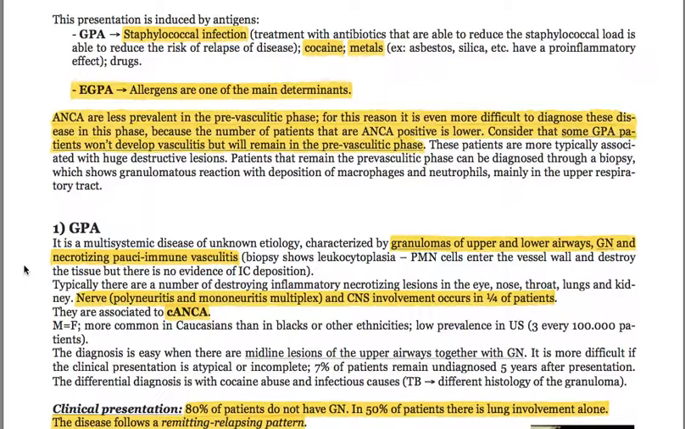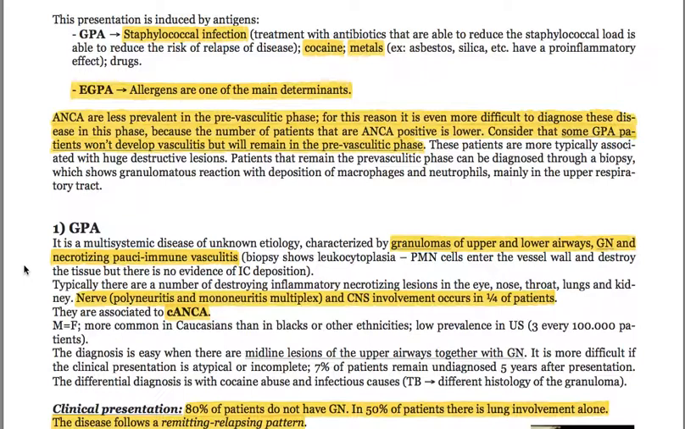ANCA are less prevalent in the prevasculitic phase. For this reason, it is even more difficult to diagnose this disease in this phase because the number of patients that are ANCA positive is lower. Consider that some GPA patients won't develop vasculitis but will remain in the prevasculitic phase. These patients are more typically associated with huge destructive lesions. Patients that remain in the prevasculitic phase can be diagnosed through a biopsy, which shows granulomatous reaction with deposition of macrophages and neutrophils, mainly in the upper respiratory tract.